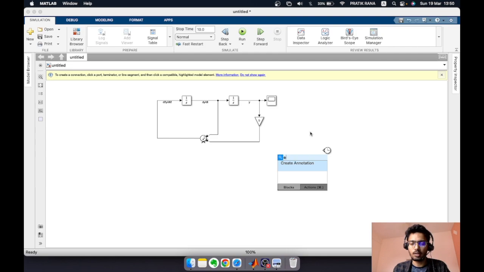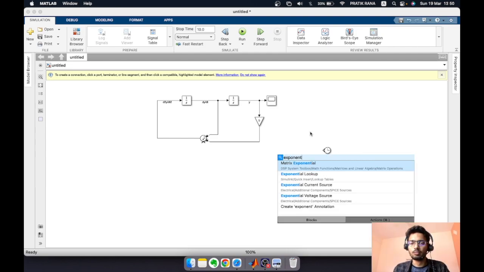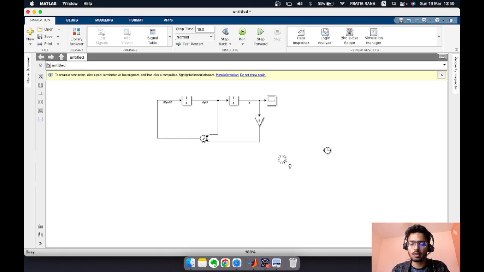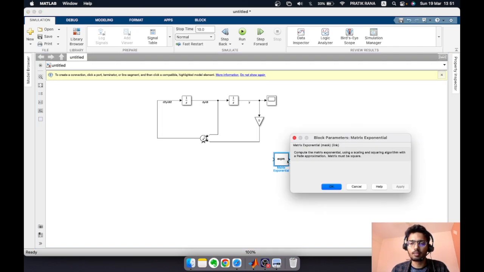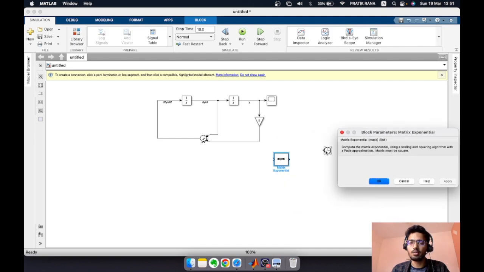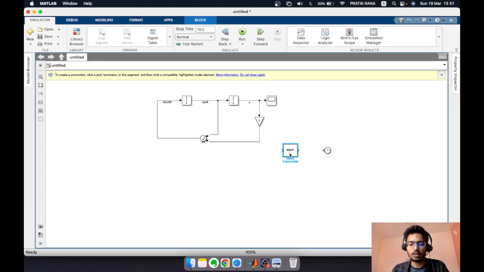So we'll need an exponent block. So we have a matrix exponential. We'll bring this. If you go into the description, it computes the matrix exponential using a scaling and squaring algorithm with a Padé approximation. Matrix must be square. So we don't have a problem here, because we anyway have a single element t, and that can be considered as a 1 cross 1 matrix. So we'll connect this with t.